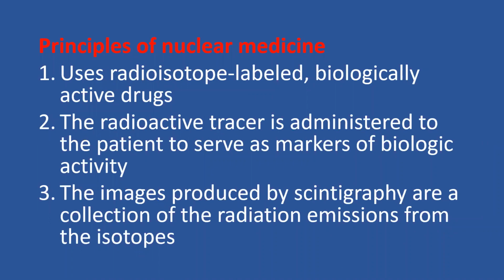Uses of radioisotope label biologic active drugs. The radioactive tracer is administered to the patient to serve as markers of biologic activity. The images produced by scintigraphy are a collection of the radiation emissions from the isotope. So you use CT with the radiation isotopes. The isotopes localize, then you do a CT scan of the area.